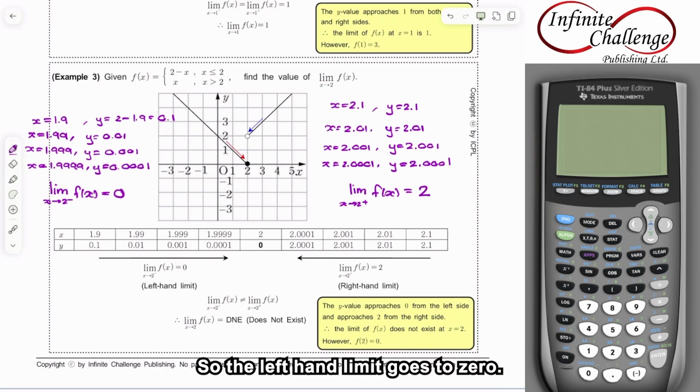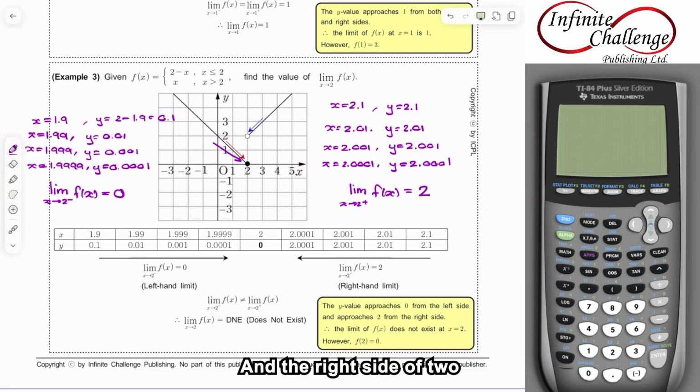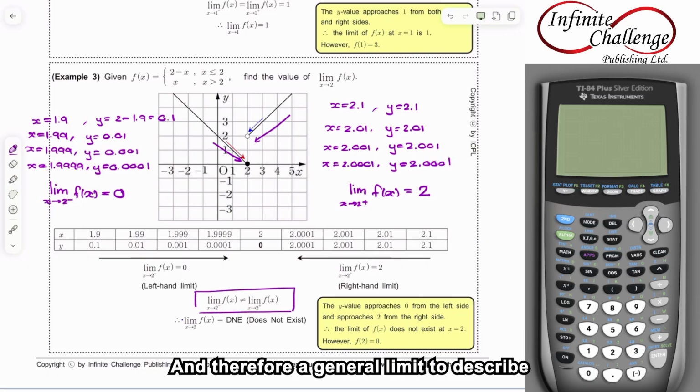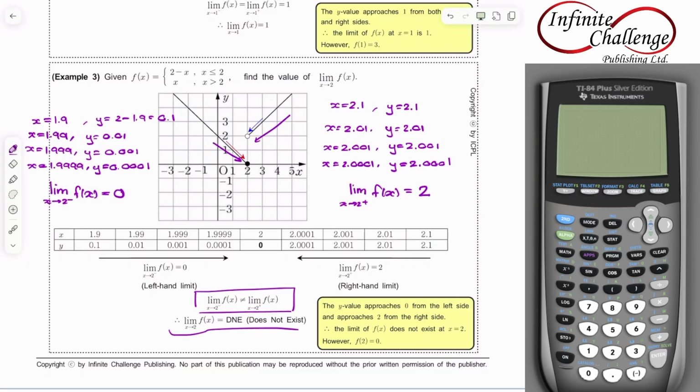So the left-hand limit goes to 0, and that's what the graph is telling me, yeah? And the right side of 2 is going closer to 2, so they're not equal to each other. And so we say that the left-hand limit does not equal the right-hand limit, and therefore a general limit to describe the general behavior of x equals 2 does not exist.